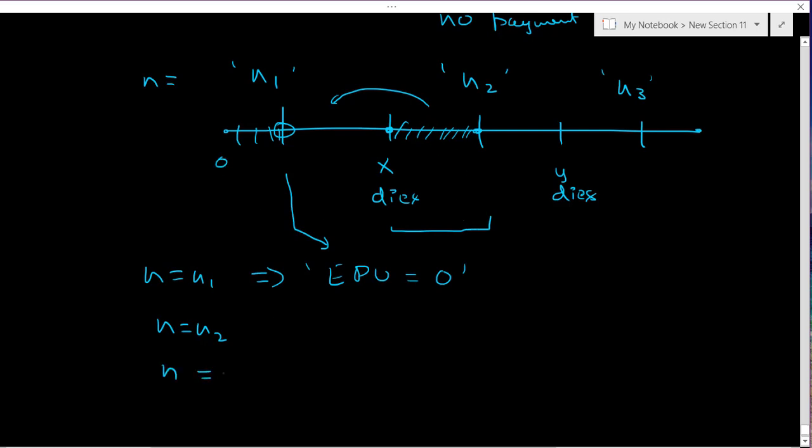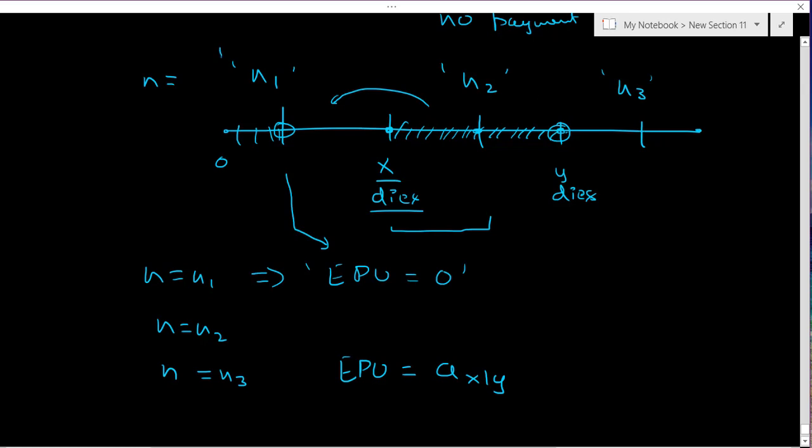Now there can be a third condition, that n is equal to n3. If n is equal to n3, then we will start making payments. The annuity would start when x dies, and it will keep on going till the death of y, and stop here. Since n3 occurs after the death of y, we don't care about it. It is not restricting our payments. They're going from the death of x to the death of y. In this case, EPV would be the same as what it would have been in the case of a x given y, because n3 is occurring after the death of y.